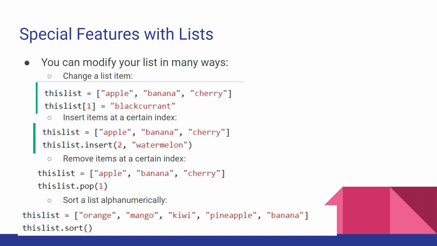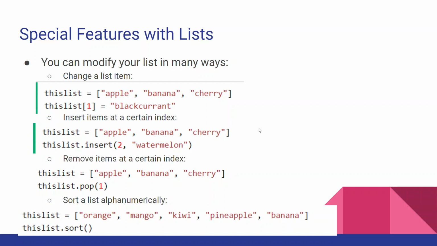Now let's say we want to insert an item at a certain index. How we would do this is obviously we have our previous list, and we would use another Python method, which is thislist.insert, and our first parameter is the index that we want to change. So the second index would be cherry, or what's being stored inside of it currently. And we're going to change it now to watermelon. Now what our list is going to be is apple, banana, watermelon, and then cherry.